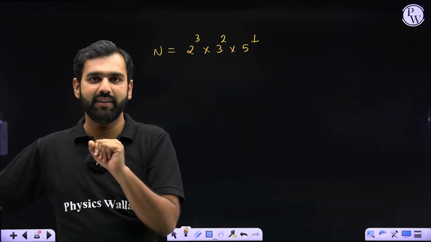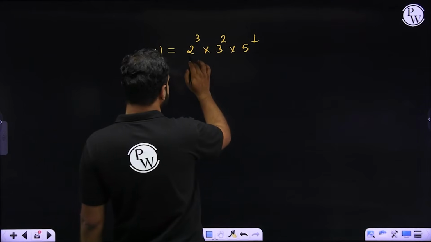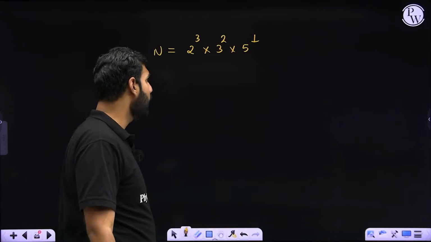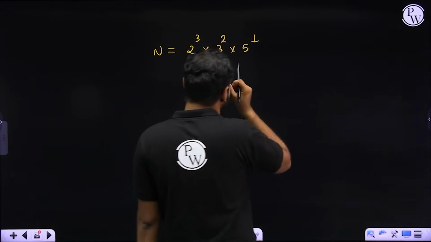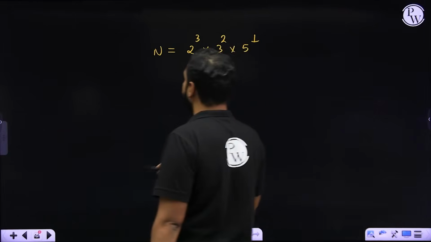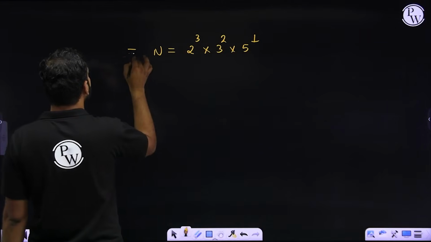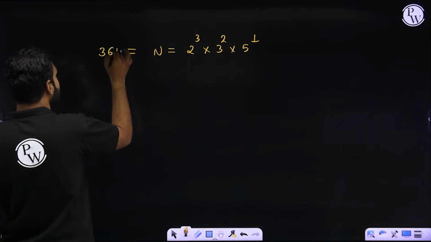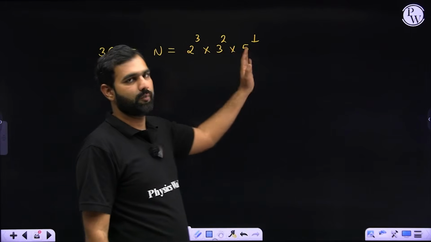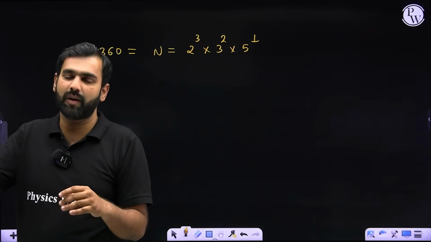What is prime factorized? So let's say the number was 8. 8 into 5 is 40. 40 into 9 is 360. So basically, originally, the number was 360. So what I have done is, I have divided 360 into its prime factorized form, product of its prime factors, powers of its prime factors.